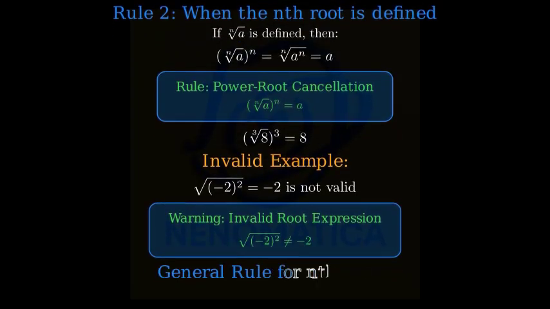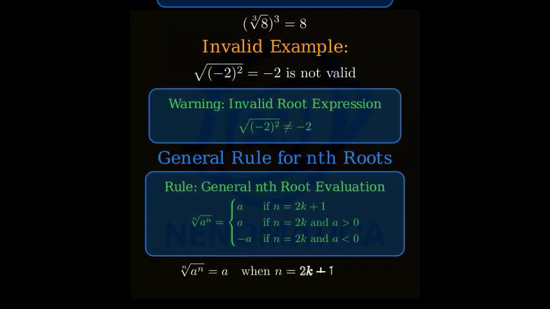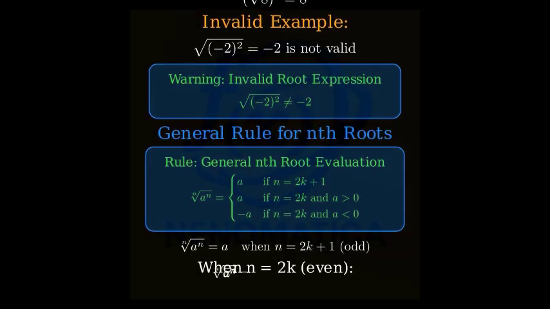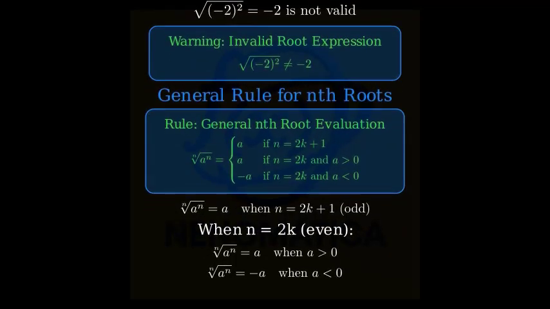Now, let's establish a general rule for nth roots. When n is odd, which means n equals 2k plus 1 for some integer k, the nth root of a to the nth power is simply a. When n is even, which means n equals 2k for some integer k, we need to consider whether a is positive or negative. If it is positive, the nth root of a to the nth power equals a. If it is negative, the nth root of a to the nth power equals negative a.